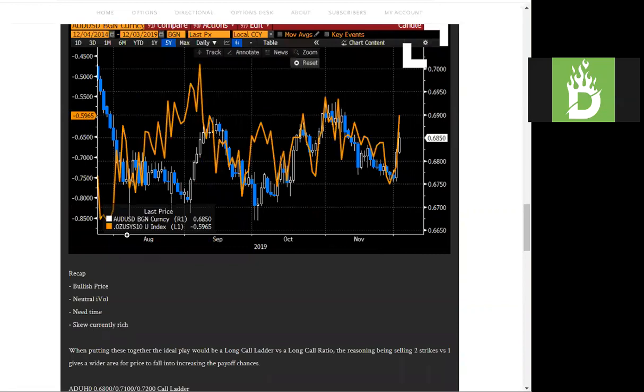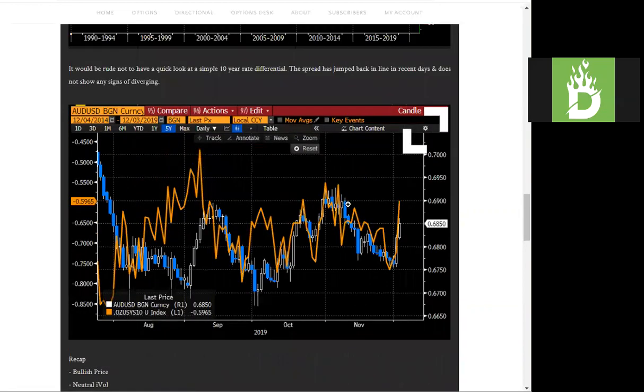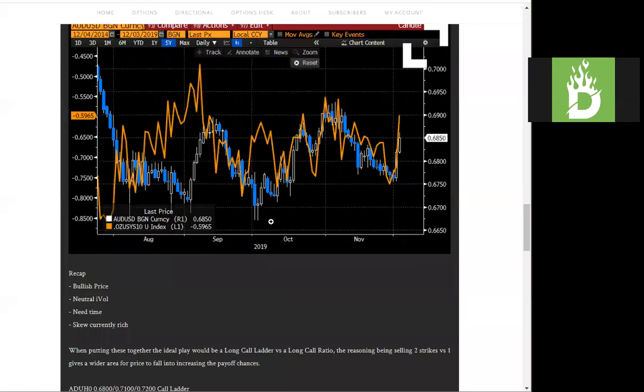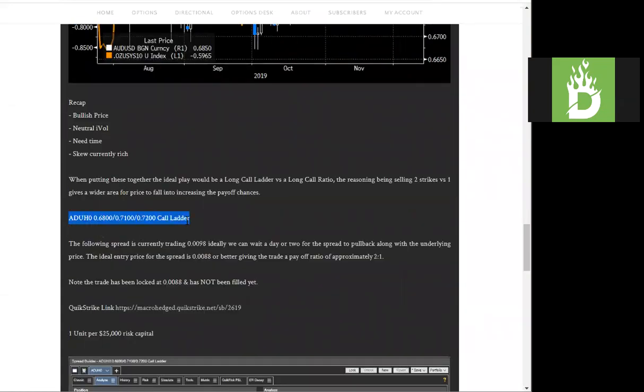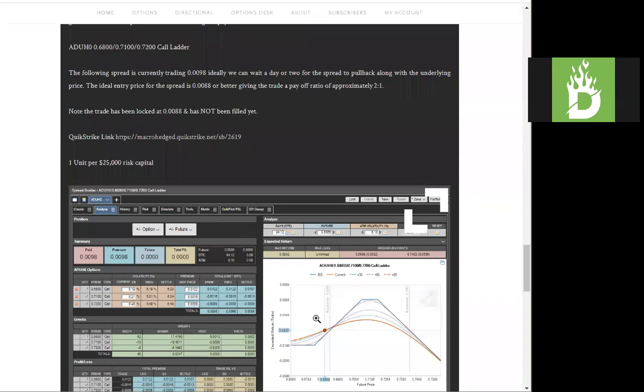And there also wasn't any kind of rate differential moves that I was watching, keeping an eye on. So anyway, we go through the recap here. Bullish price, neutral IVol, need time, skew currently rich, right? So put that together, you get a call ladder. What's a call ladder? This looks almost like the opposite of what we had on before.